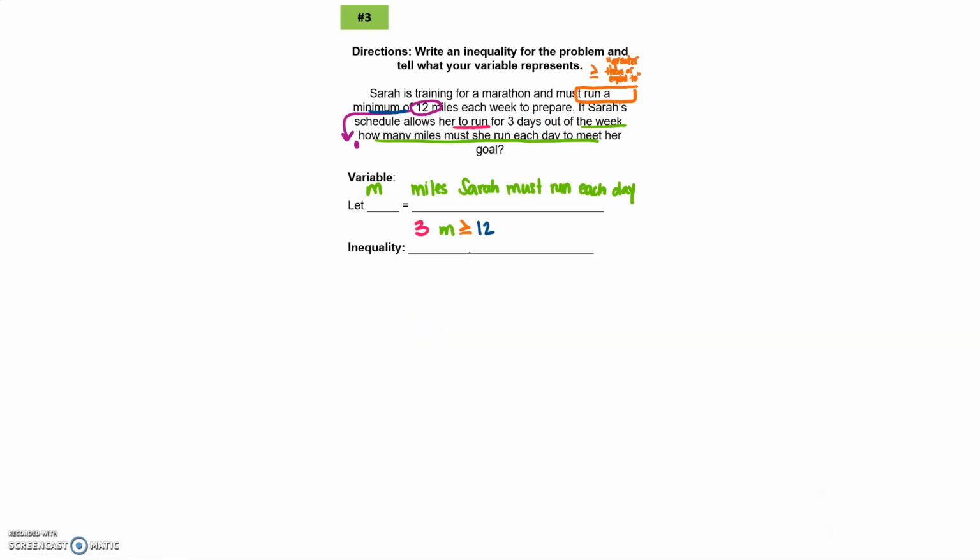All right, guys, welcome back. So if you solved this problem correctly, you would have noticed that the word minimum meant that you needed to use the inequality greater than or equal to. The problem that you would have done, I picked the letter M, for miles Sarah must run each day. And then the inequality that we set up would be 3m is greater than or equal to 12.